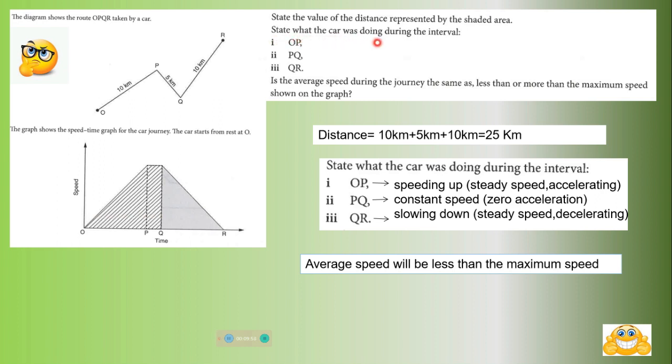State what the car was doing during the interval OP. So OP is speeding up. It represents steady change of speed. So the car is accelerating, but the acceleration is uniform. PQ is constant speed. It means zero acceleration. And QR is slowing down. The speed is going down. It is decreasing at a steady rate, so it is decelerating. Is the average speed during the journey the same, less than or more? So the average speed will be less than the maximum speed.